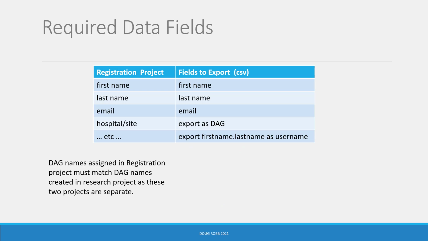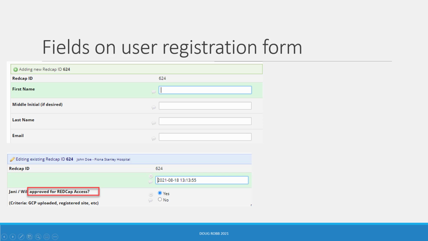The required data fields are simply the first name, last name, and email address. That's to get an account. And the registration project needs to keep track of DAGs, and that's something you can do within your project how you see fit as well. What I typically do is concatenate first name to last name to create an account login name, which is essentially jane.doe as a username. You can do that however you wish. That's a good way of doing it. It makes life easier to manage users.